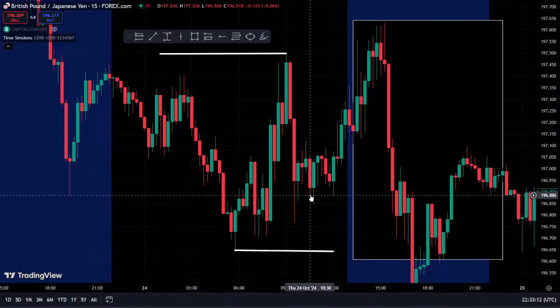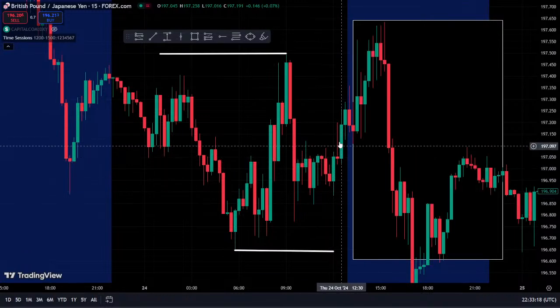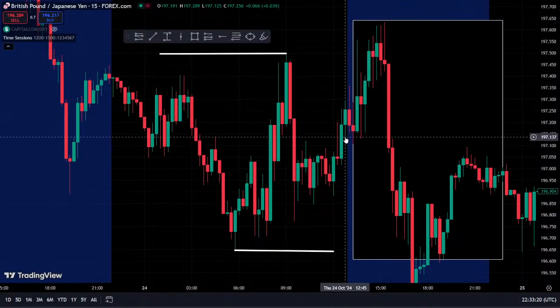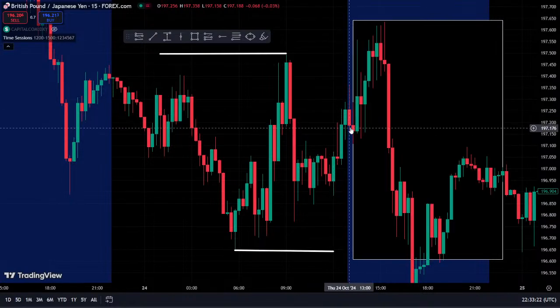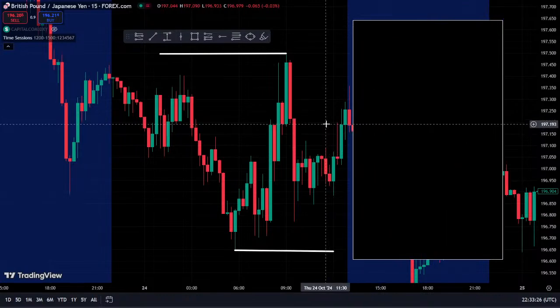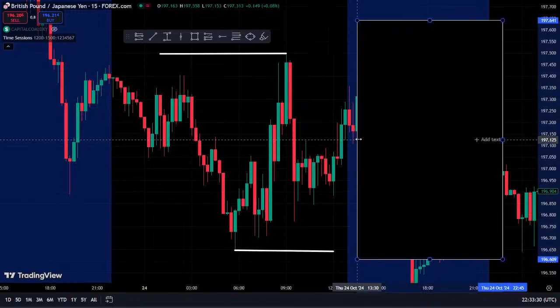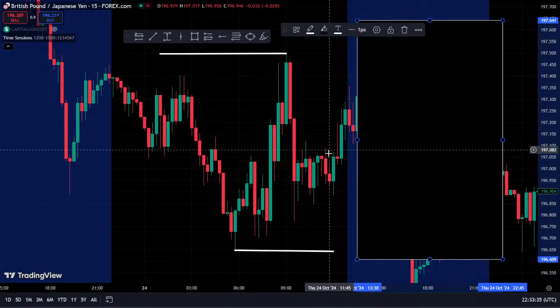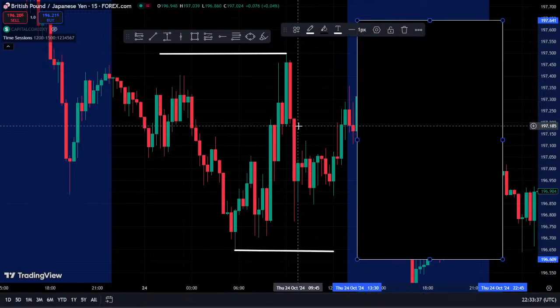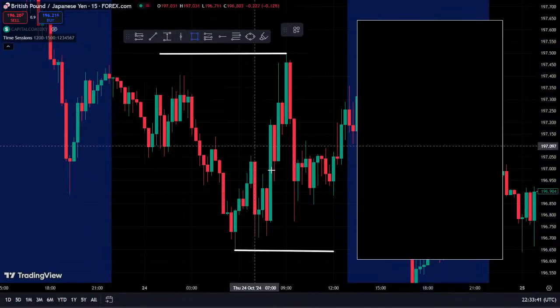This low is not broken yet. This low not broken yet, and this low not broken yet. So far it's an uptrend. This is a fair value gap, by the way, we could mark that.